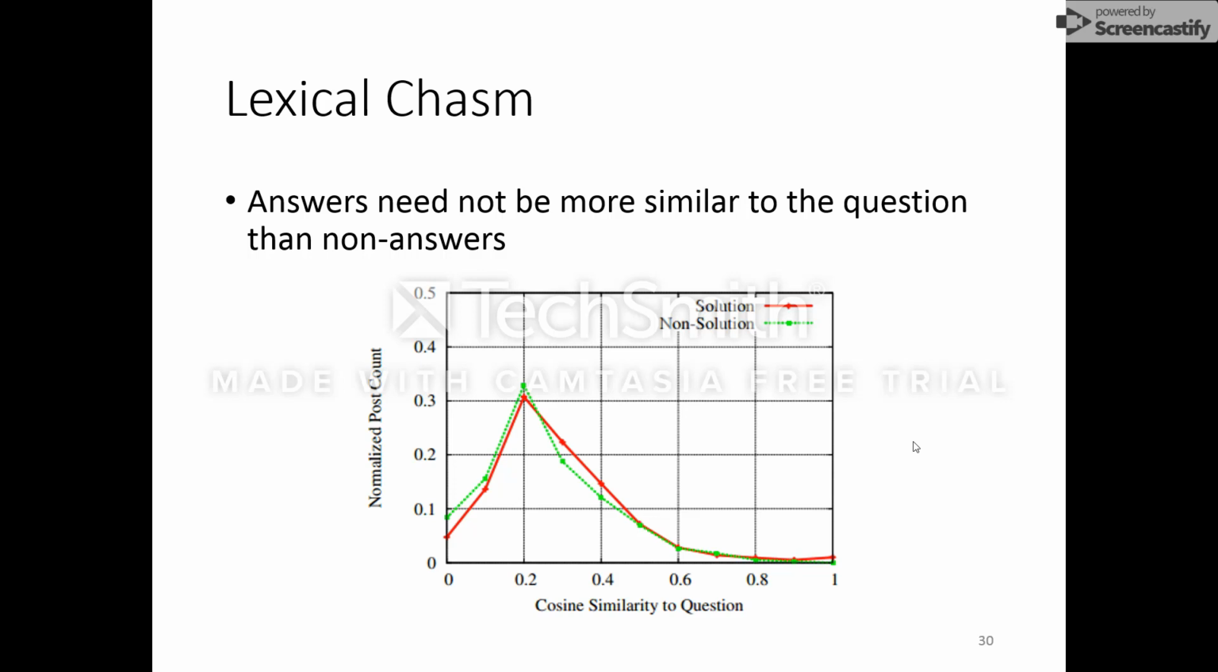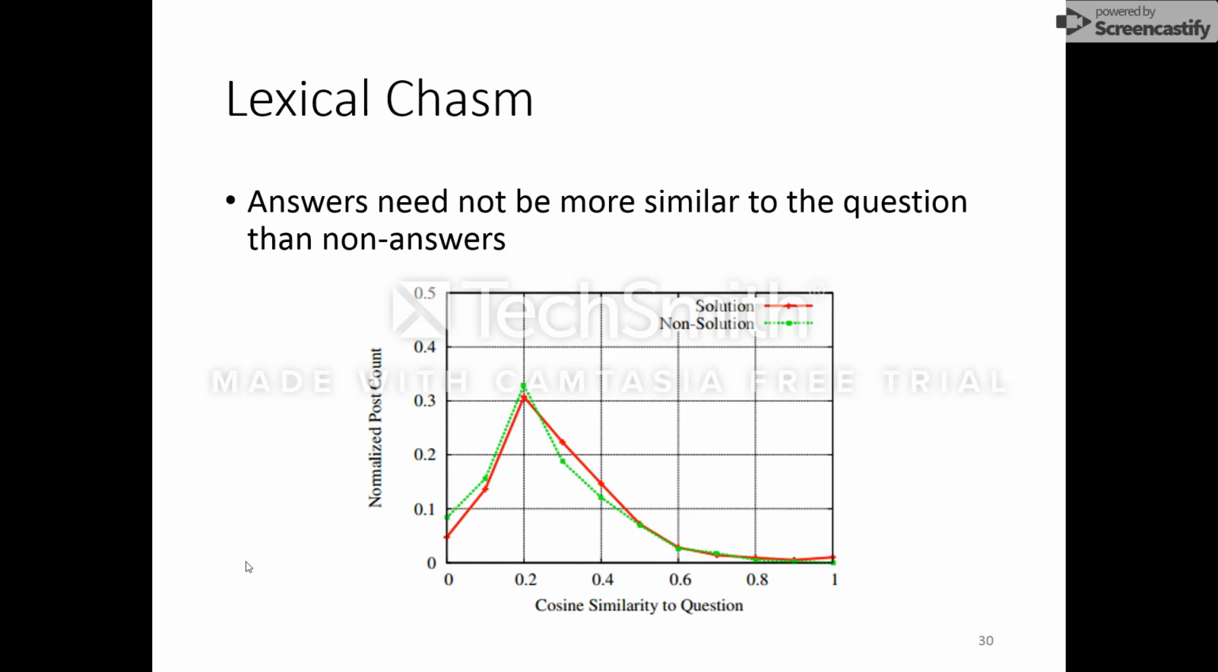They found that answers are not more similar to the question than non-answers. This is a plot of the similarity histogram that they created. You take a question, look at all its answers, and come up with the cosine similarity distribution of all those answers, and build a histogram kind of plot. And you do the same thing with non-answers, and you get similar plots.